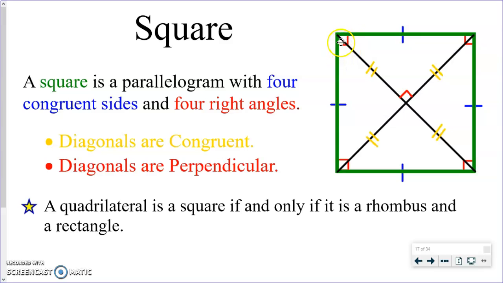So if we had a right angle here and that diagonal bisects that angle, what would each of these angles be? Well, 90. If you cut that in half, you get a 45-degree angle here and a 45-degree angle here. And that's going to happen in every vertex of the square. So all of these angles are 45 degrees.